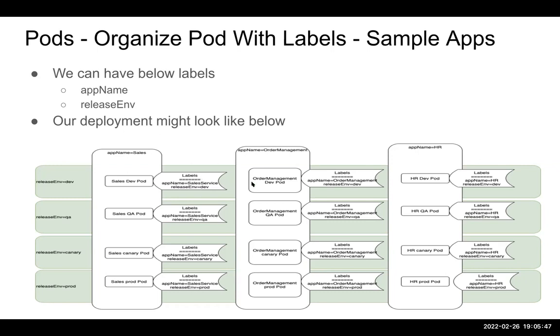For canary and prod, the app name will remain the same. Similarly, the order management app will be there in dev, QA, canary, and prod. So labels will look like this. The app name in all of these environments will represent the same name, but the release environment will be different for each of these. Same with HR. Here I have given only three applications. I want to identify pods based on the application and the release environment.